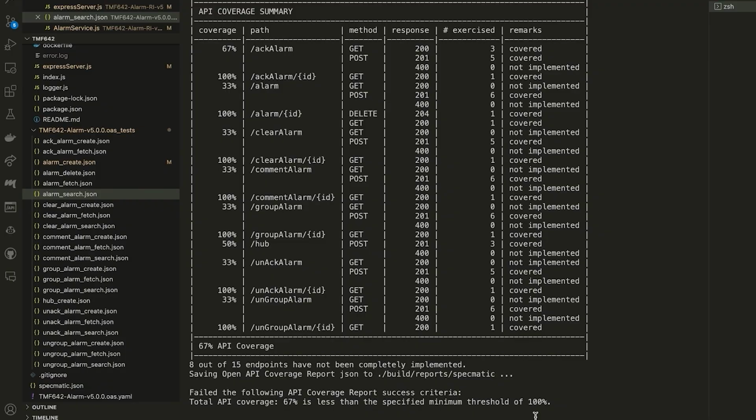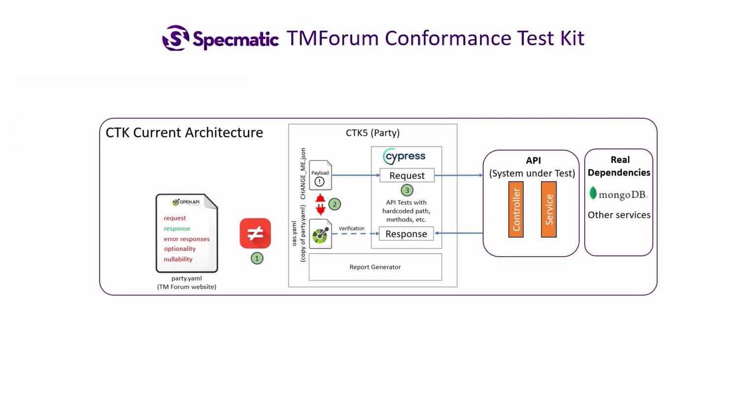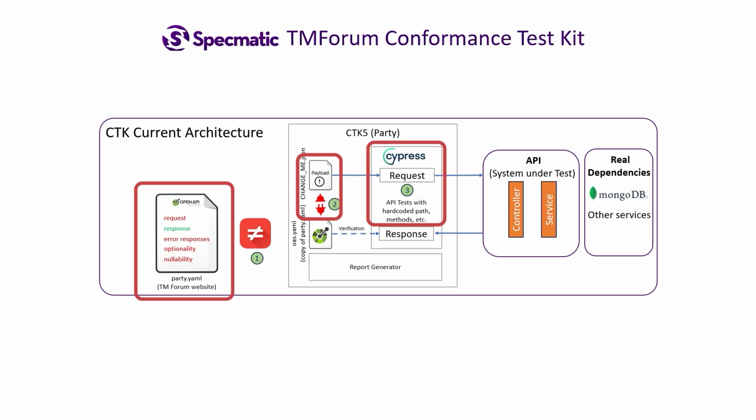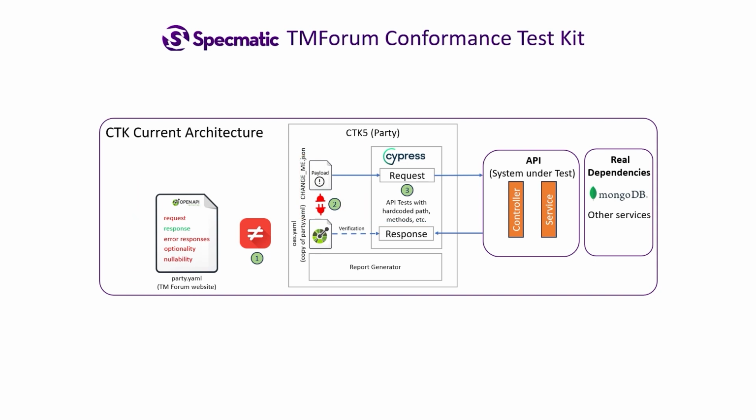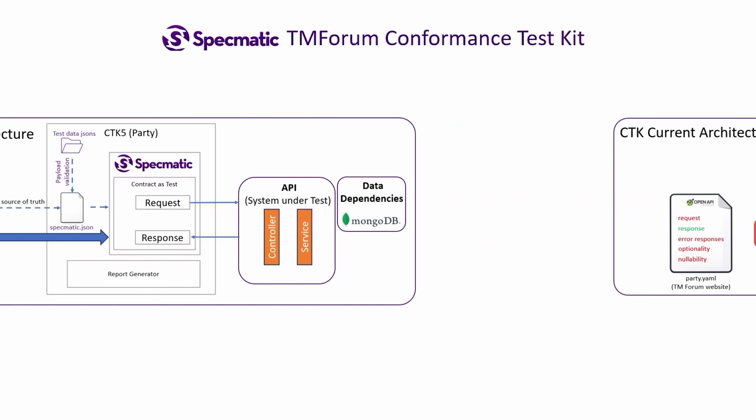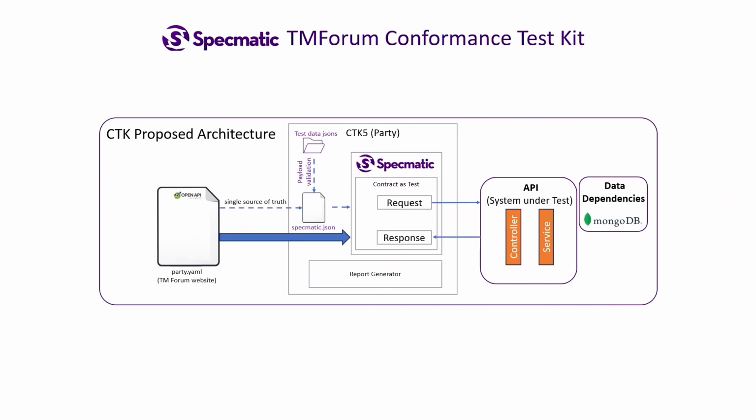In addition to these issues, the CTK today verifies a subset of paths for TMF 642 and others that we've checked. And it does not verify aspects of the request such as optionality, nullability, etc. So to recap, the CTK's core responsibility of verifying conformance suffers because the source of truth for API structure and behavior is duplicated several times. TMForum can address all of these issues by simply replacing the Cypress API test setup with Specmatic contract tests, which we believe is the more suitable tool for this use case.